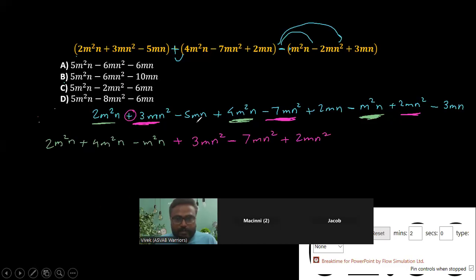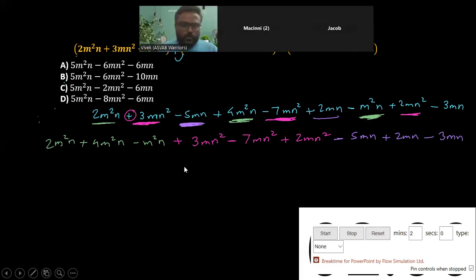Now, next, mn. So what will I do now? Always carry the sign in the left. Negative mn, negative 5mn plus 2mn minus 3mn. Now, let's try to solve it over here.